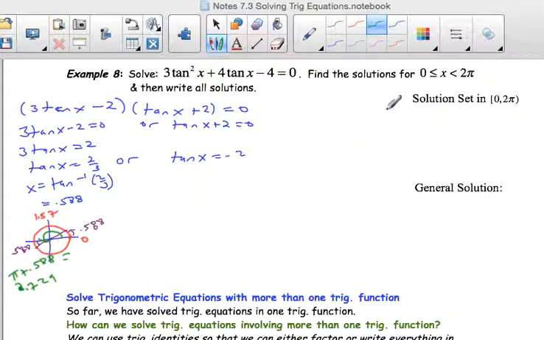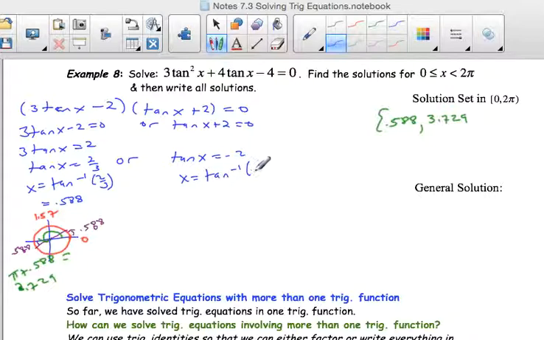So I'll put those down over here. So I've got 0.588 and 3.729. Those are the solutions from tangent x equals 2/3. Now we have to do the same thing with the second equation. So tangent x equals negative 2.